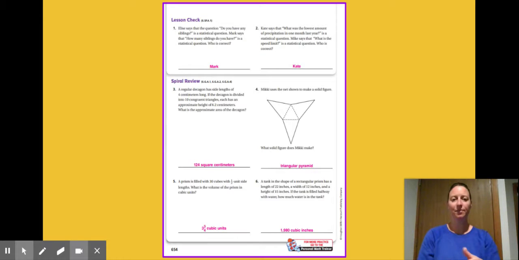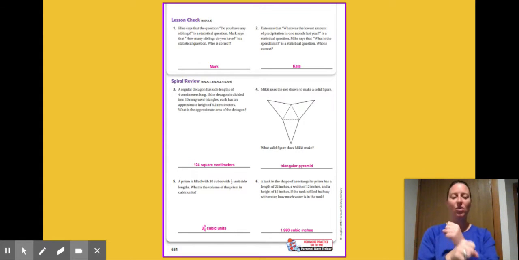Here is your lesson check. The first word problem says, Elsie says the question, do you have any siblings? Is this a statistical question? Mark says, how many siblings do you have? Is this a statistical question? Who is correct?